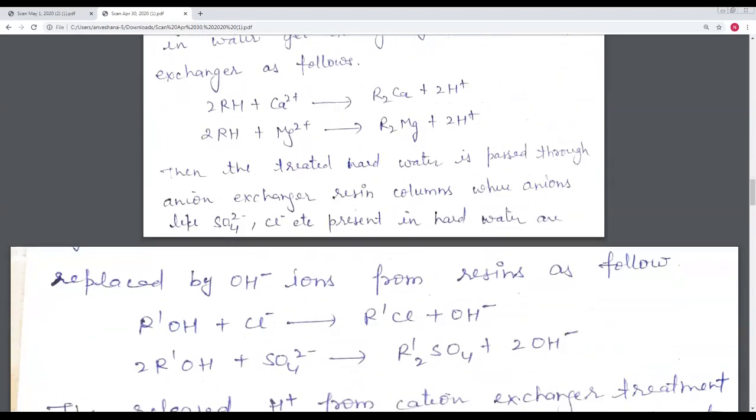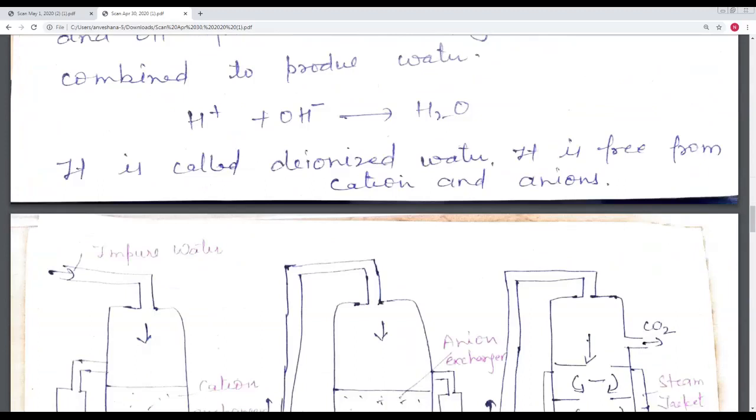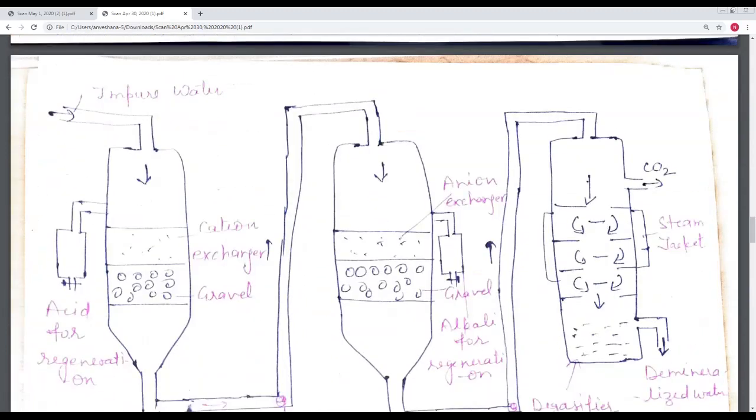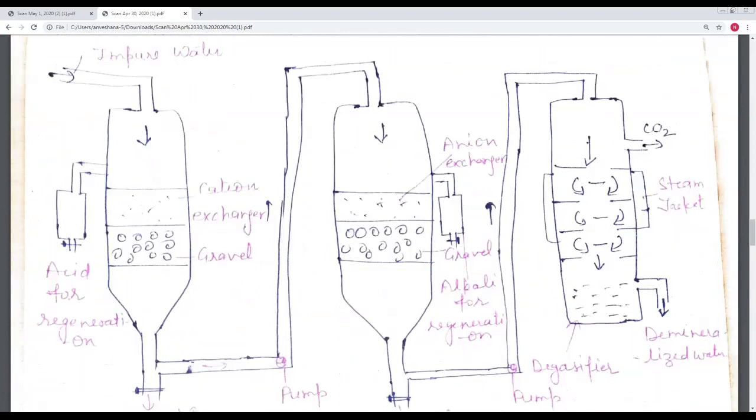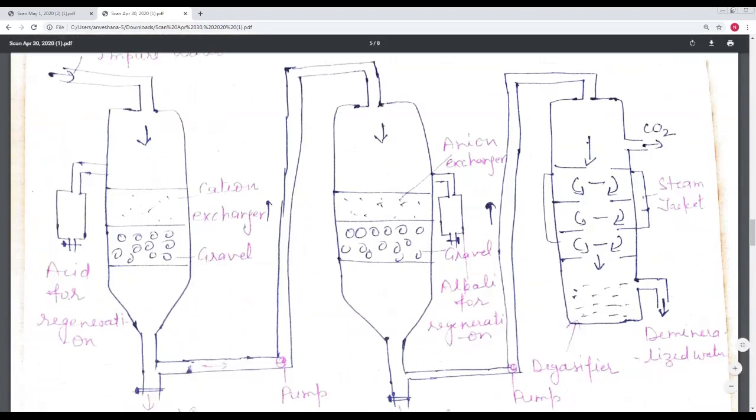Here is an apparatus. With the help of the apparatus, I will explain our working process. In the ion exchange apparatus, there are three columns. These are the three columns here, and they are interconnected with the help of pipes. In the first column, there is a cation exchange bed and gravel. In the second column, there is an anion exchange bed and gravel. And the third column is called the degasifier.